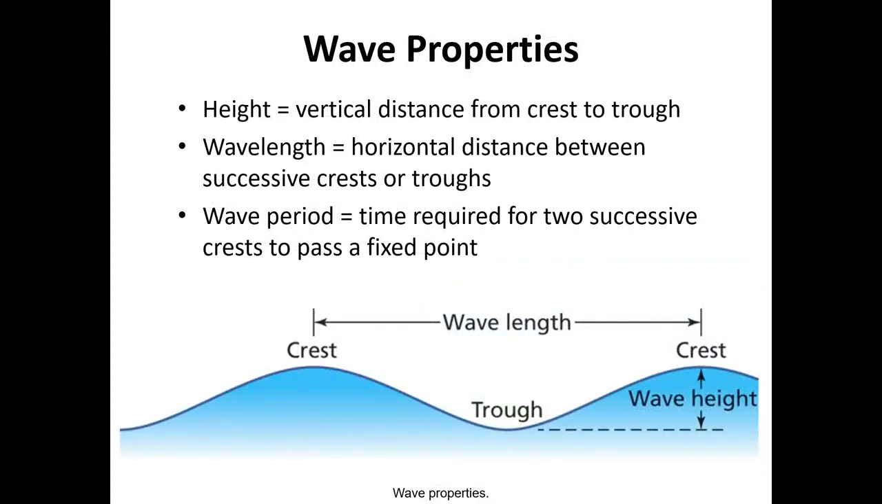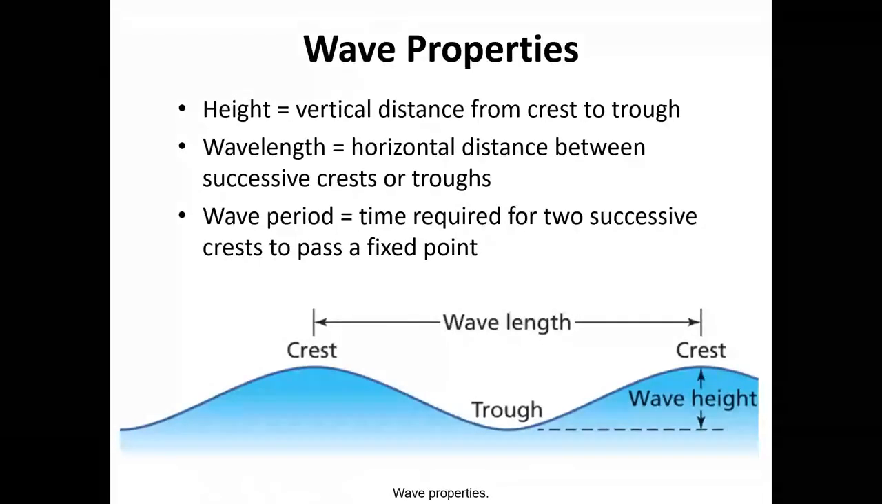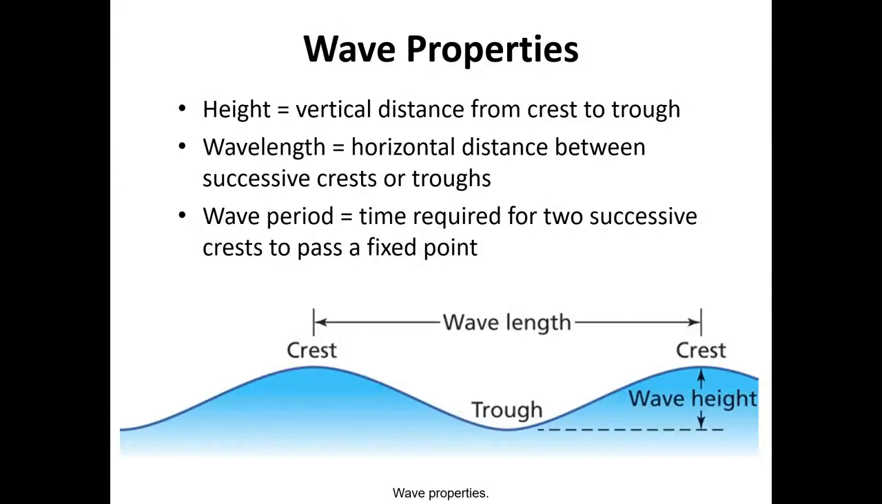So wave properties, waves have a crest at the top and a trough at the bottom, and then a wavelength, which is the distance between the two crests of a wave. So the height is the vertical distance from the crest to the trough. The wavelength, again, is the distance from one crest to another. This is actually similar with sound waves and light waves as well. And the wave period is the time required for two successive crests to pass a fixed point. So kind of how long it takes to go from one crest of a wave to another.